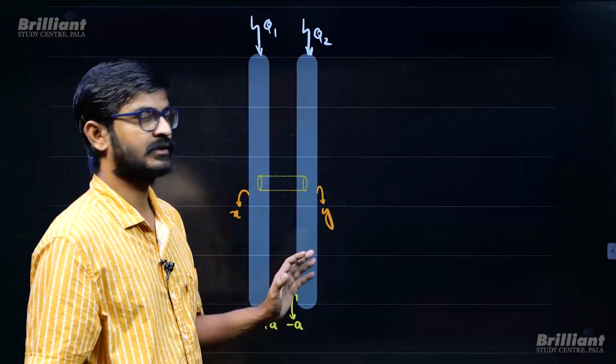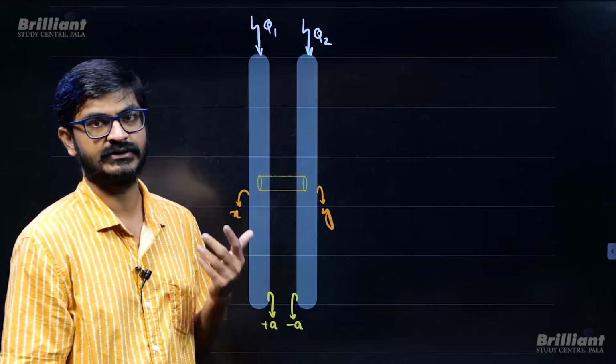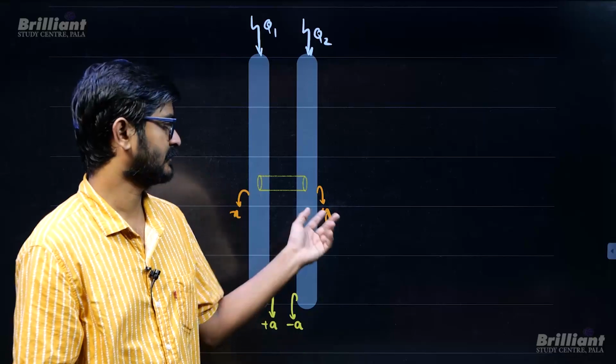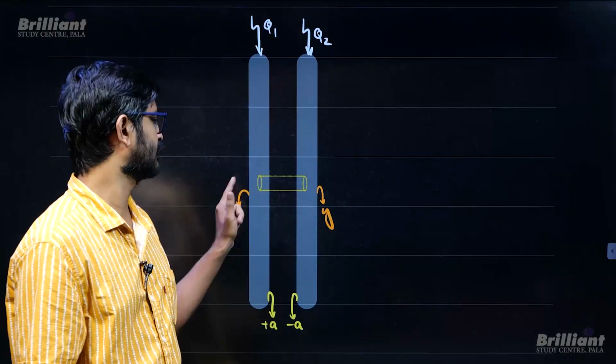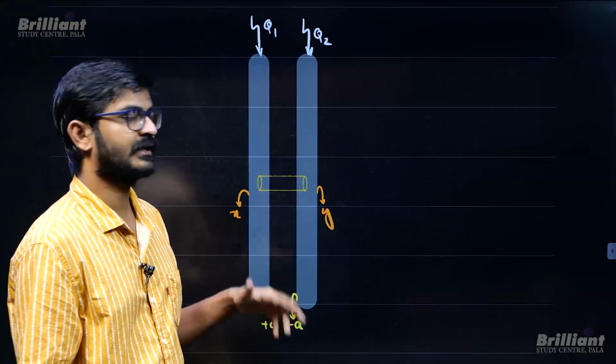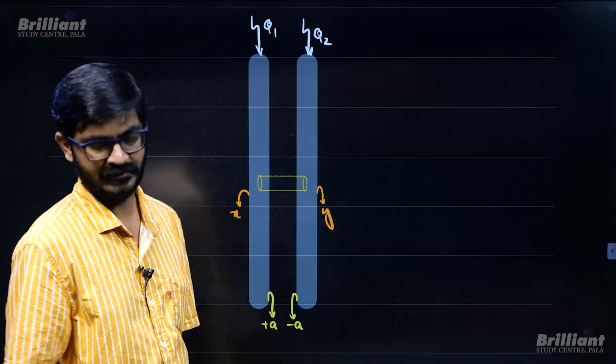See, I am not talking about the formula of field due to a sheet. Field due to a sheet is sigma by 2 epsilon naught. Anyway, so that you can manage. So field due to this one will be in this direction, field due to this one will be in this direction. If they have to get cancelled, the only way is X equals Y.